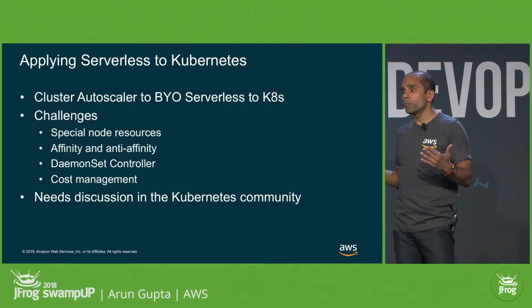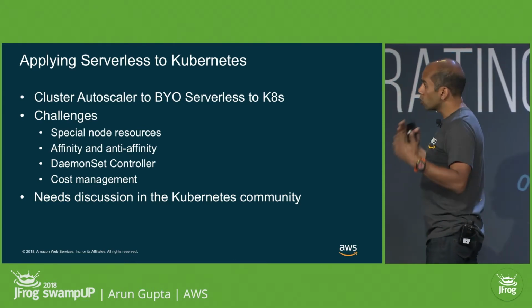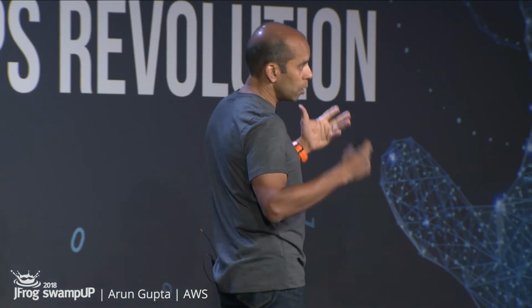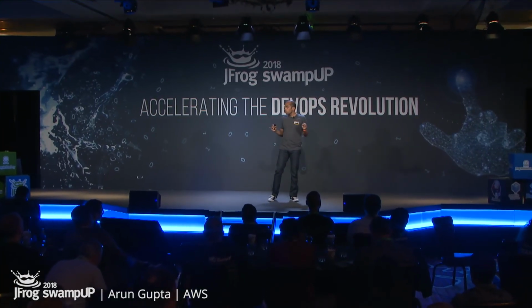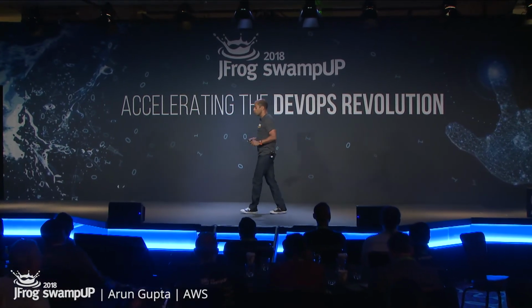So the point being, yes, there are a lot of challenges for applying serverless to Kubernetes. A lot of discussion needs to be done in the Kubernetes community, and AWS is actively involved in there. These discussions are happening in SIG Architecture. The way the Kubernetes community operates is there are different SIGs, or special interest groups. We are involved with SIG Architecture and SIG Node, and that's where these discussions are happening.